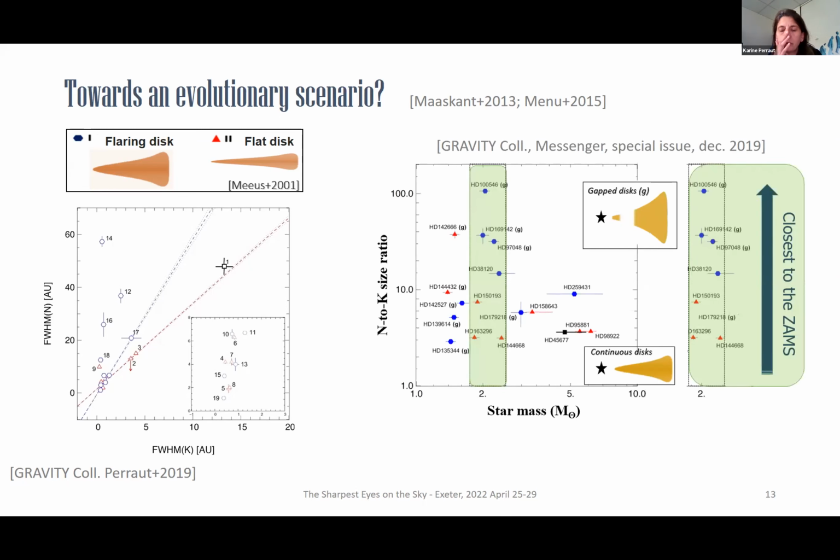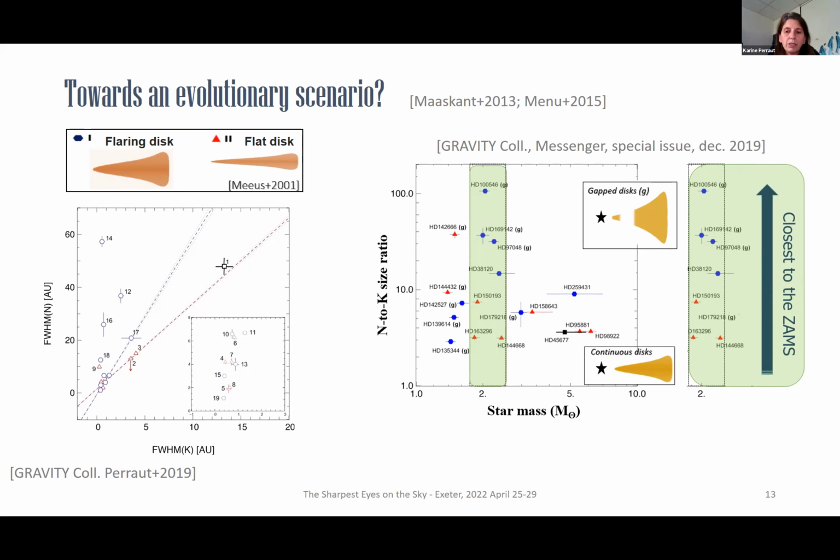We also look at the size ratio in N to K band, respectively, as a function of the mass, as a proxy of disk evolution. Looking at stars of similar masses, for instance at two solar masses in the green zone here, we observe for our sample an increase of the N to K size for the gap sources that are also the oldest ones.